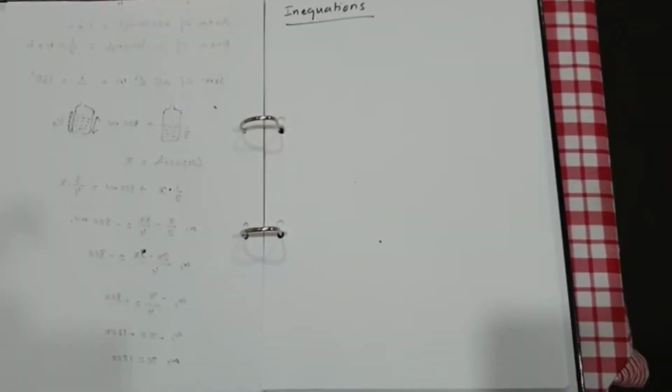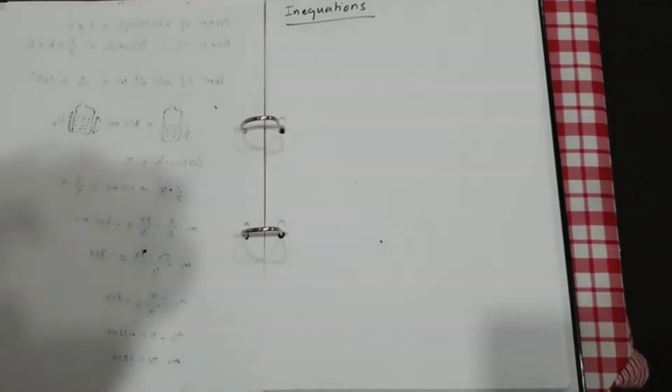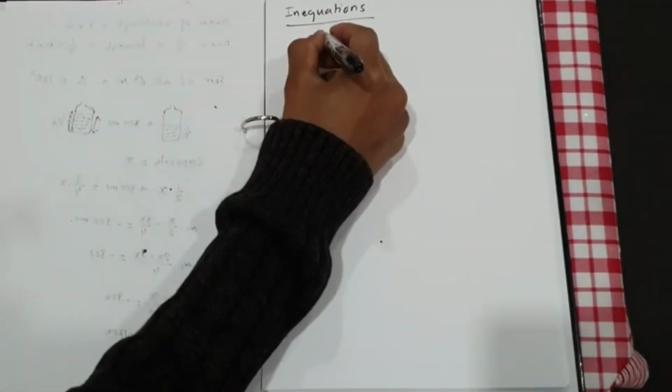Okay, now we will do inequations. Inequations, similar to equations, need to be solved to arrive at a value. But the only difference is that for inequations, you do not get an exact value, but you get a range of values. Right? So there are some signs that we should be familiar with.